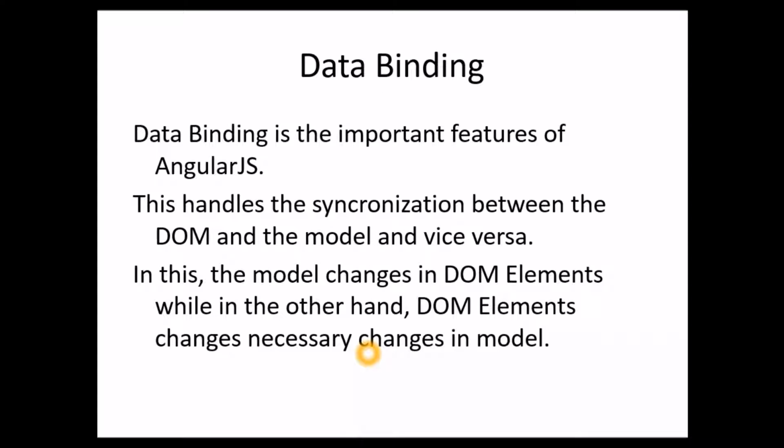So first of all, data binding. Data binding is a very important feature of AngularJS. It is the automatic synchronization of the data between the model and view. Whenever the model changes, that change is reflected in the view and vice versa. That means whenever you update the model, the view also changes. So this is a very important feature of AngularJS.